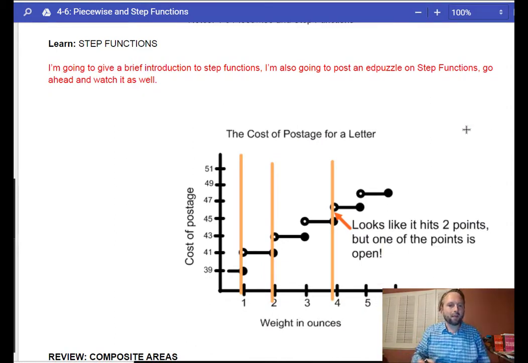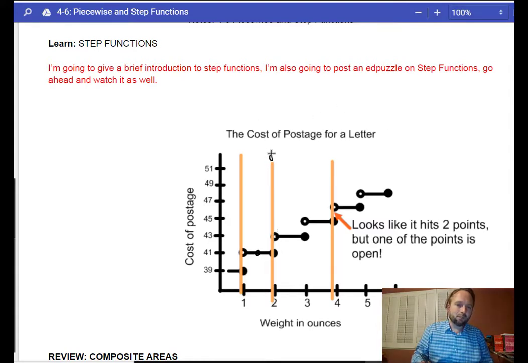So for example, if it weighs 1.5, well then it costs 41 cents. Well, what if it weighs 1 ounce? Well, it's not going to cost 41 cents, it's going to cost 39, because it costs a certain amount and then it jumps up and costs a certain amount, like it goes up to 2, but after 2, if it's 2.0000001, and that's why we have this open circle right there.